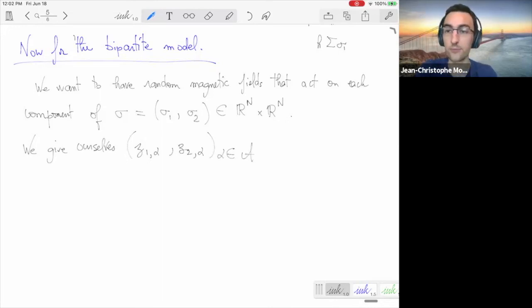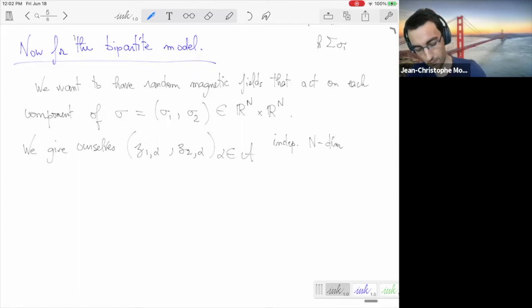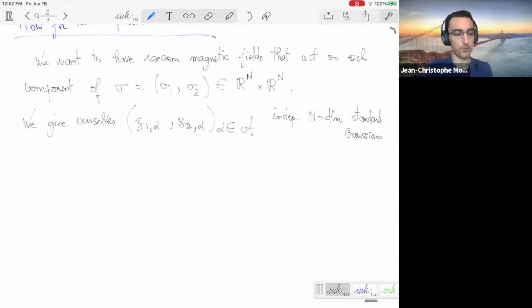So there are these Gaussians indexed by the tree. Now, for each node, I have two of these Gaussians. Okay, and so we have families of parameters, Q1k and Q2k as before.